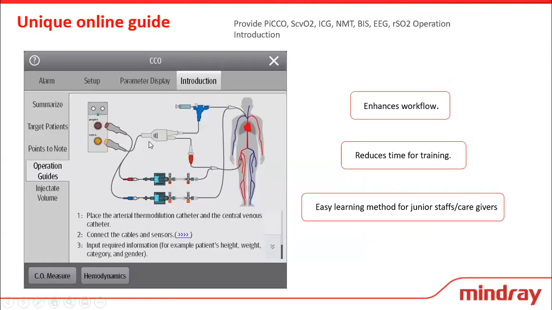And again, for those complicated procedures like PiCCO, continuous cardiac output, we have an online guide that will guide even the caregivers who want to do these procedures with the patients so that they are able to do it accurately and correctly. This online guide enhances the workflow of the caregivers and reduces training time. You just go directly to the patient monitor, find the online guide, type in the procedure you want to see how it is connected, and you're able to see that. And lastly, it ensures that there is a learning method for junior staff and even caregivers.